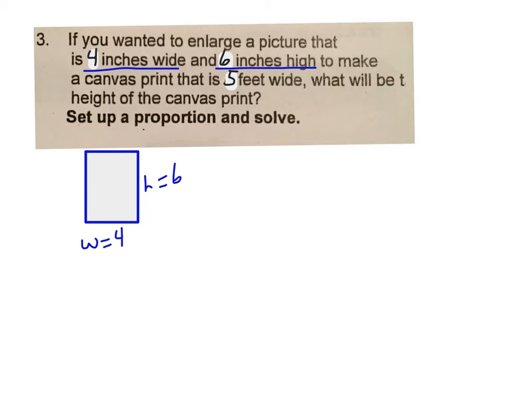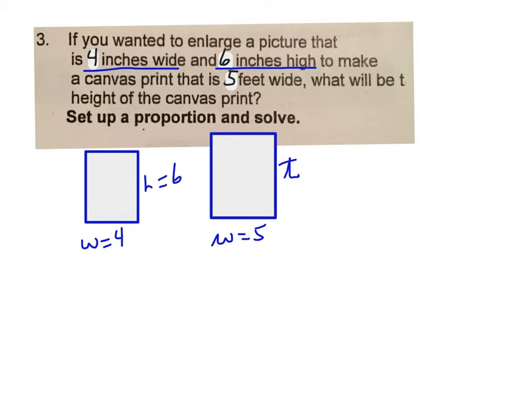Now the second one is going to be a little bit bigger, obviously, because it says 8 feet wide. So that means this wide needs to be a little bit larger, and of course that means the height is going to be a little bit larger than 2. So let's go ahead and label it wide equals 5. And they said, what will t be, the height? So let's label that a t for height.